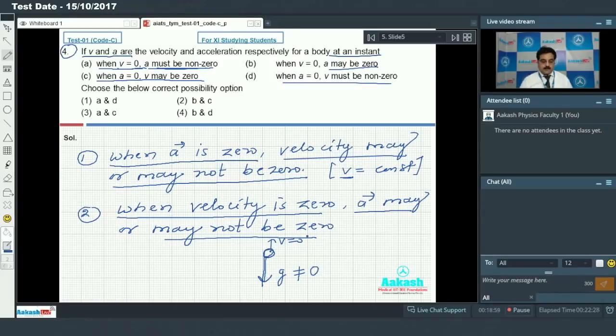So on the basis of that, my option number 2 will be correct, because option number 2 में लिखा है B and C, और B में बताया जा रहा है कि when velocity is 0, acceleration may be 0. It is correct, yes. And for C, when acceleration is 0, velocity may be 0. So my right choice is option number 2.